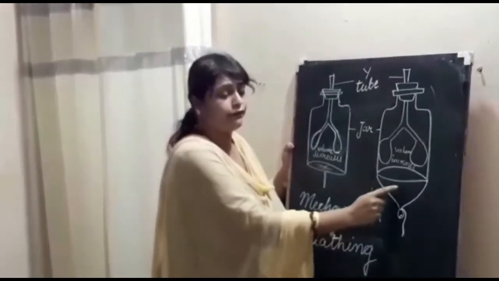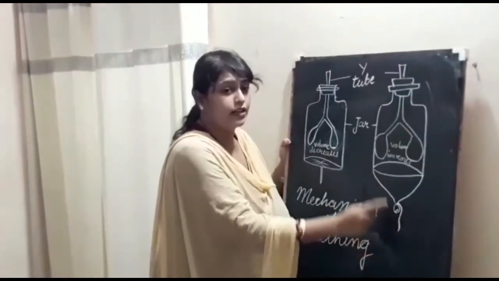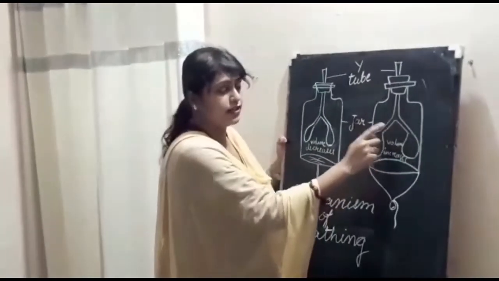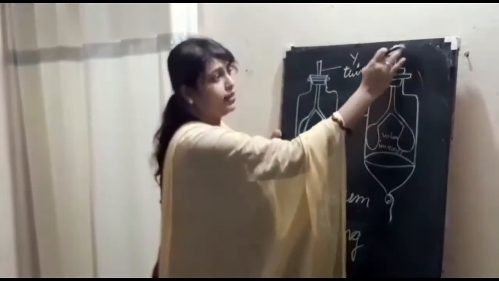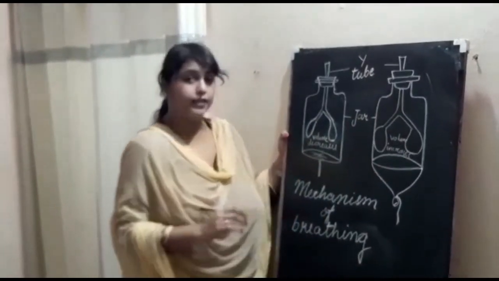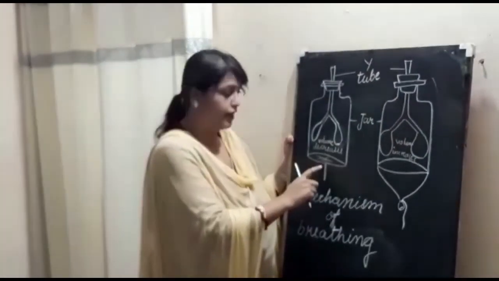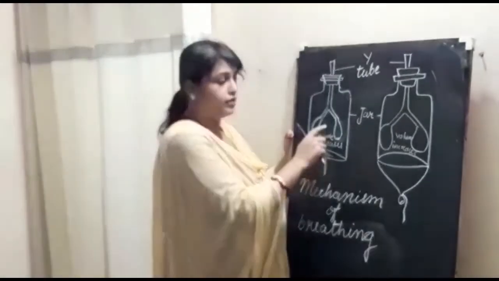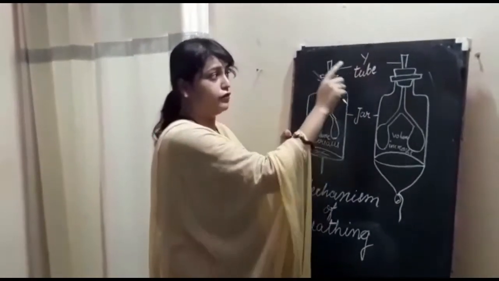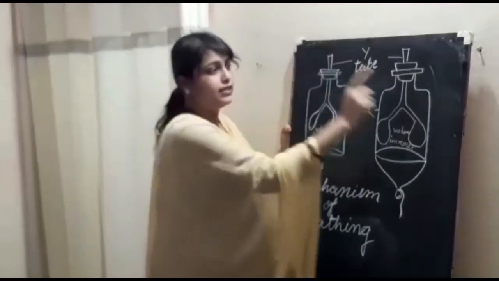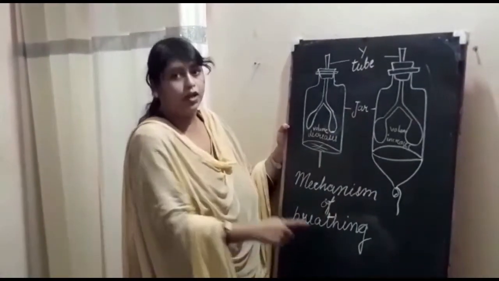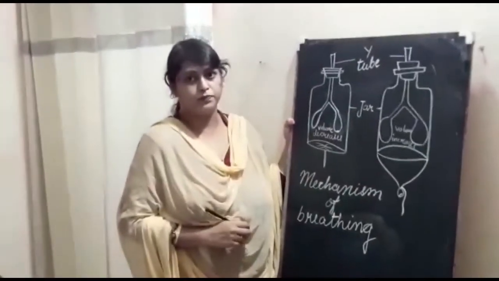Now what happens when we pull the rubber sheet, the space inside the bottle, the volume increases. The space increases and the air enters through the tube and then to the lungs. And in the same way, when we push it inside, the volume decreases, the space decreases and the air comes out of the tube or of the nostrils. Now this is the whole process of breathing, the mechanism of breathing. I hope children it is very clear to you now.